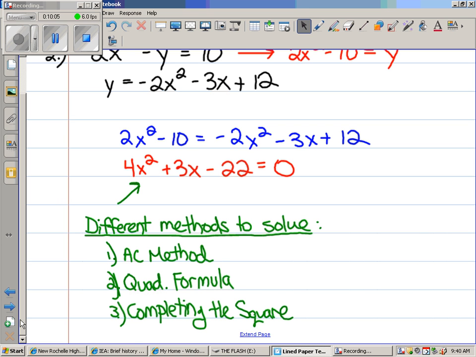Which one do you guys want to go with? We've got to take a vote. Those in favor of the AC method, raise your hands. That's one. That's two. Those in favor of the quadratic formula, raise your hands. That's like the rest of the class. Those in favor of completing the square, raise your hands. That is a small minority.